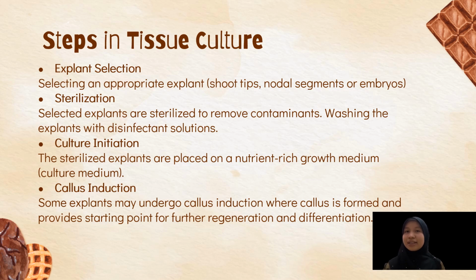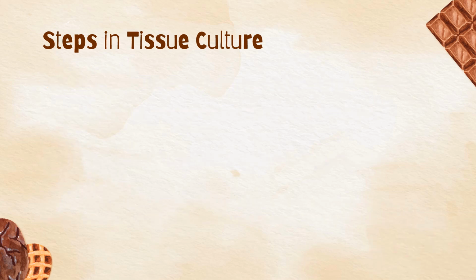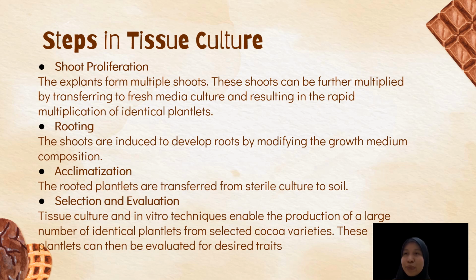And next is callus induction. In some cases, the explants may undergo a phase of callus induction, in which callus is formed. Callus provides a starting point for further regeneration and differentiation of plantlets. The next step is shoot proliferation. Through appropriate manipulation of growth regulators in the culture medium, the callus is induced to form multiple shoots, and these multiple shoots will be further multiplied by repeatedly transferring them to fresh culture media.